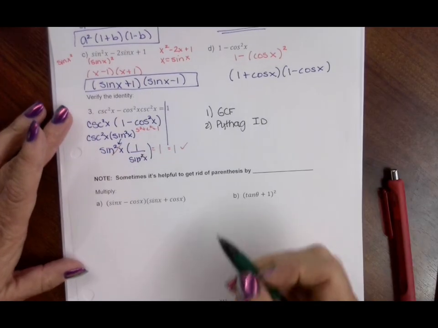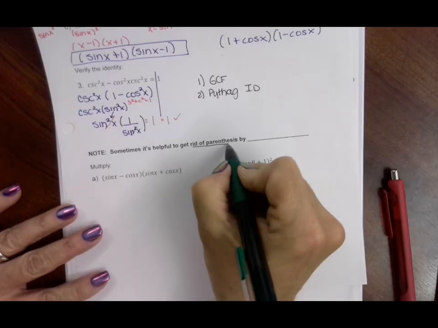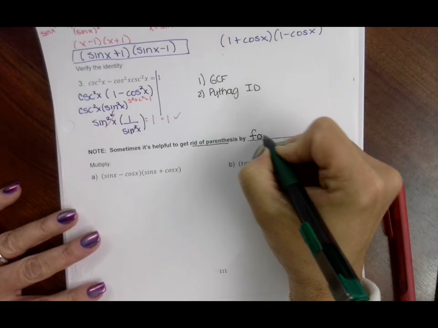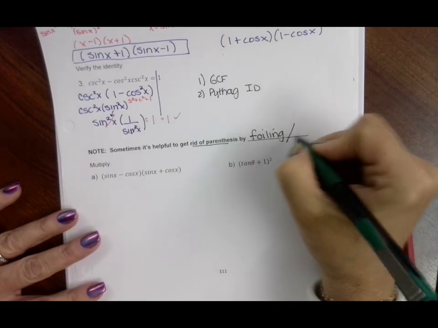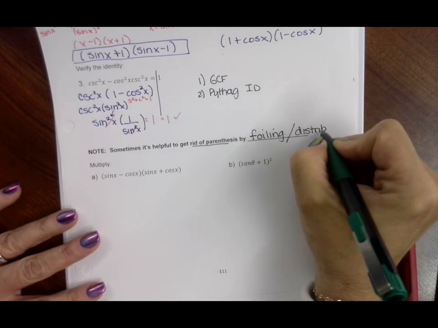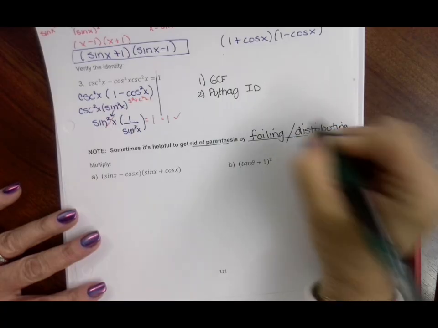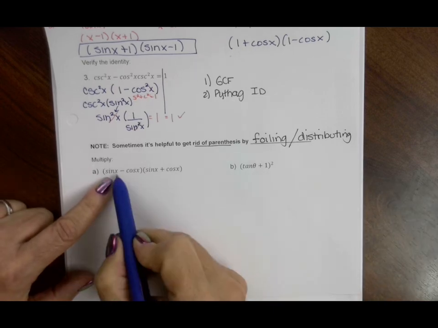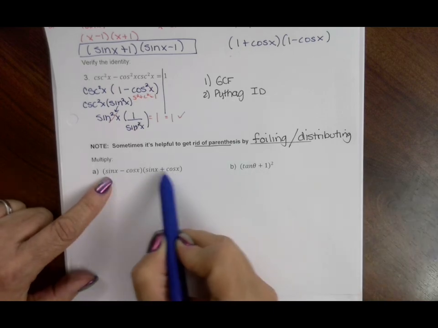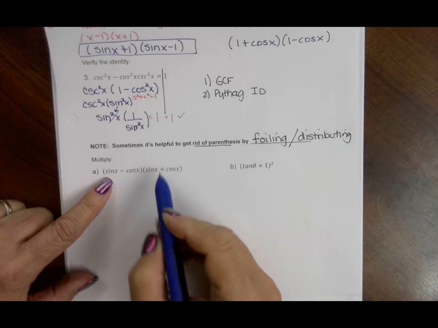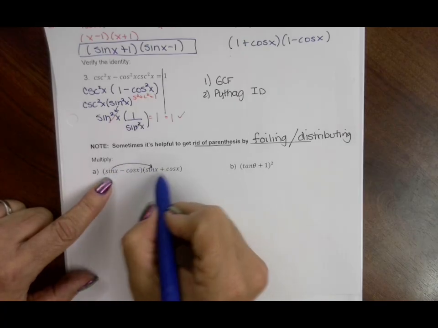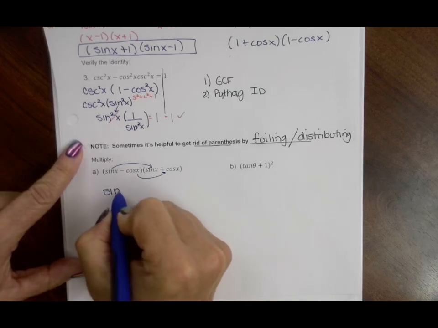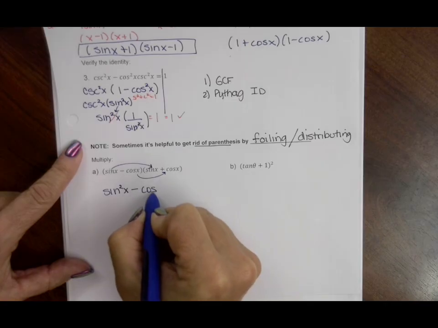All right, so let's go down here. Sometimes it's helpful to get rid of parentheses by multiplying this out. So I'm going to say by foiling or distributing. And when we FOIL or distribute, really what we're doing is we're multiplying. So if I look at this, I have sine minus x, sine plus x. So you see that these are opposite. And so when I have this, I could FOIL this whole thing out, but we know the middle term is going to fall out because one's positive and one's negative. So what I end up with is sine squared x minus cosine squared x.